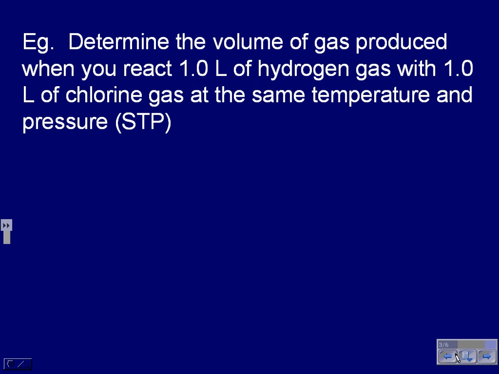What's the first thing I need? All stoichiometry problems, the first thing I write down is the balanced chemical equation. I did that on the first slide. I'll rewrite it here. Okay, so H2 plus Cl2 to produce HCl. They're all gases, 1, 1, 2.